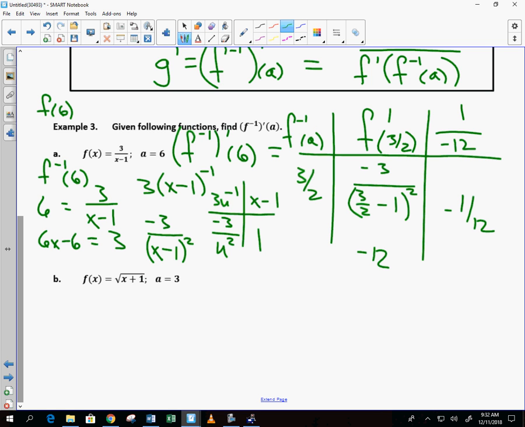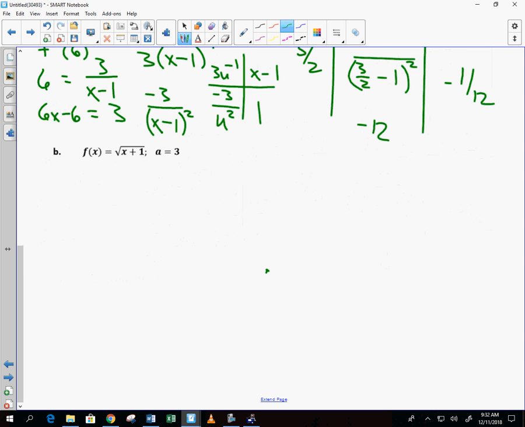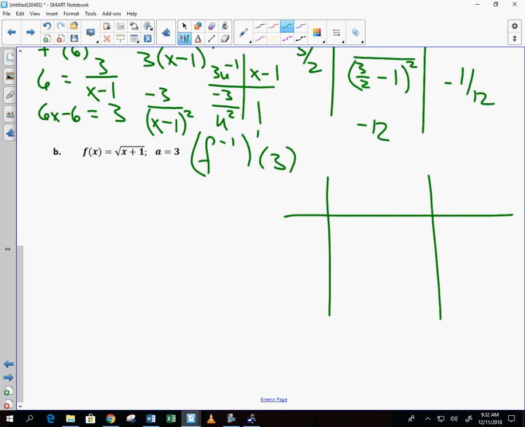Seems a little bit long and cumbersome, doesn't it? Wait till you do a second example. It's going to go nice and quick. I want to be able to find f inverse prime of 3. Anytime you're asked to find the derivative of the inverse, set up the 3 boxes. What goes in the first one? f inverse of A, in this case, 3.